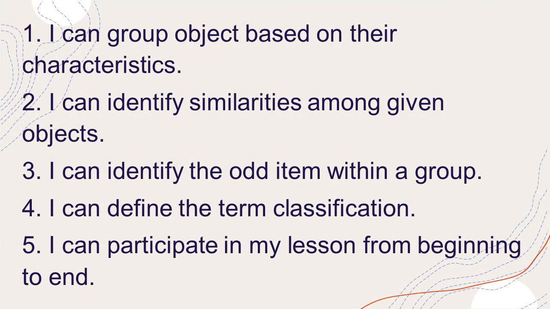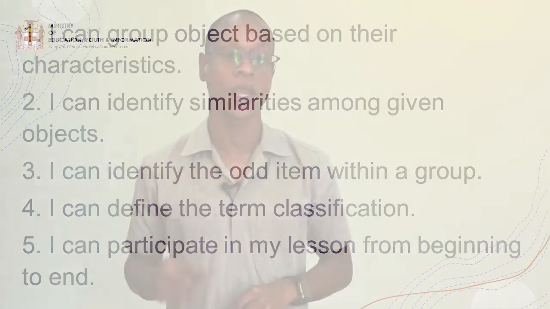Can you honestly say yes to these I can statements? Number 1, I can group objects based on their characteristics. Number 2, I can identify similarities among given objects. Number 3, I can identify the odd item within a group. Number 4, I can define the term classification. And of course, number 5, I can participate in my lesson from beginning to end.